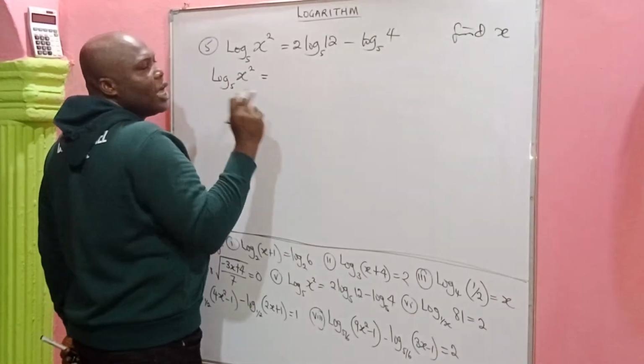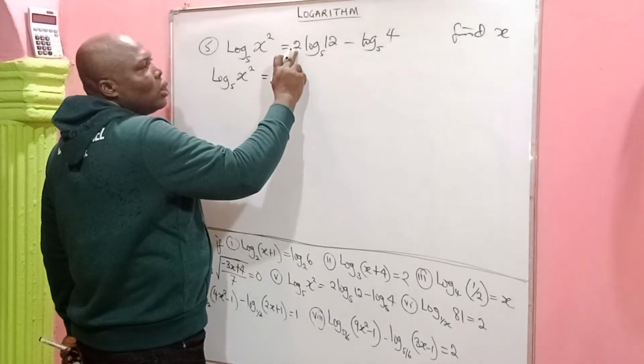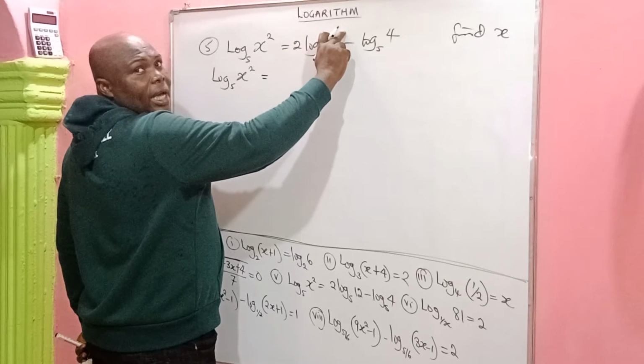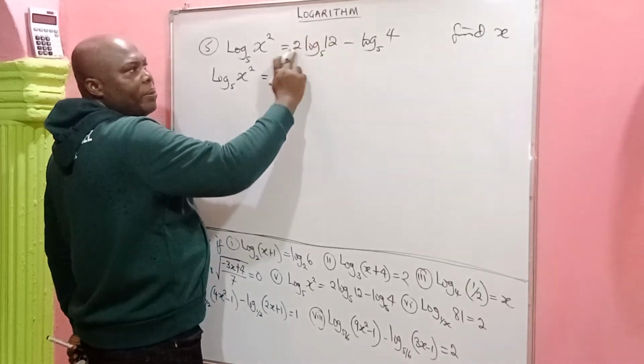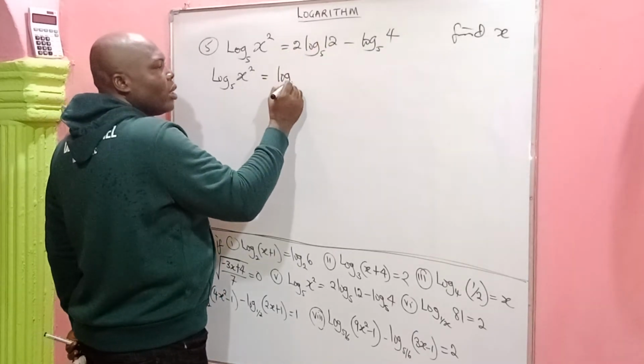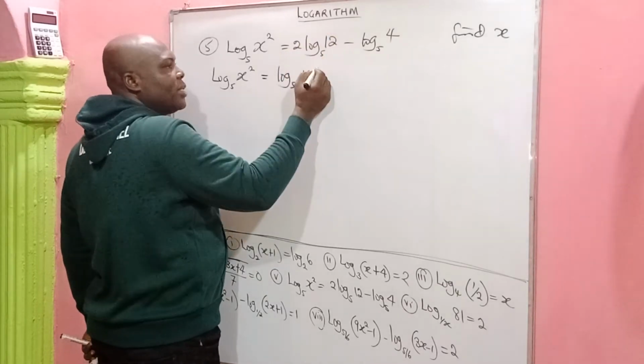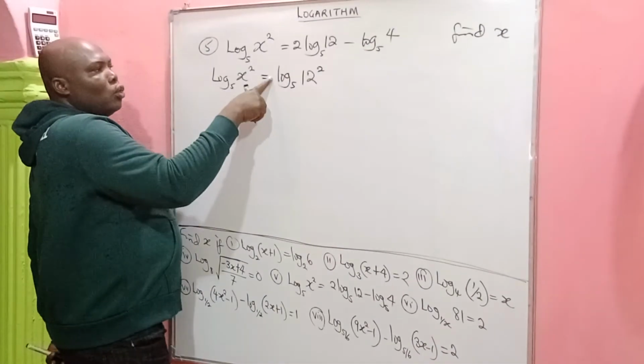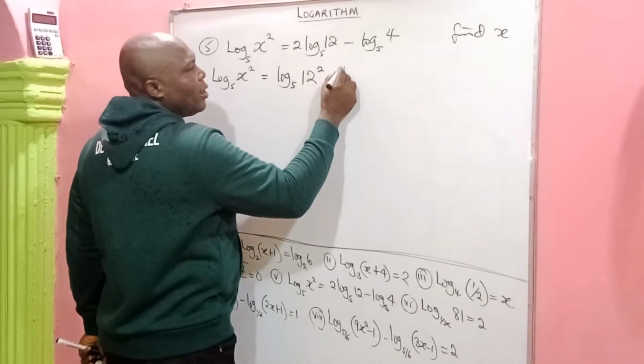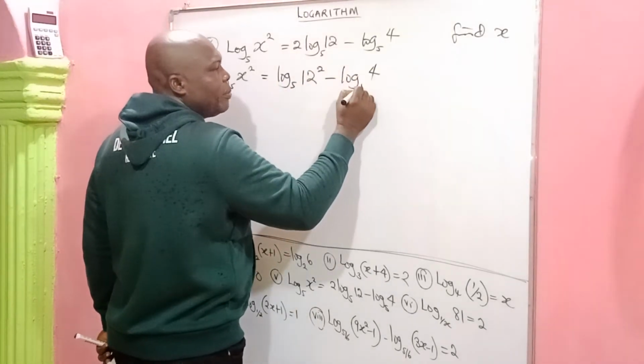First and foremost, the third law tells us that this 2 runs away from here to come here. That's what it means. It was initially here to come here. So that will be log to the base 5 of 12. So for this 2 to move, it comes here as a square. So the 2 moves from here to here. And then minus log of 4 to the base of 5.